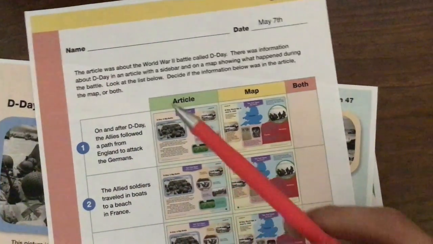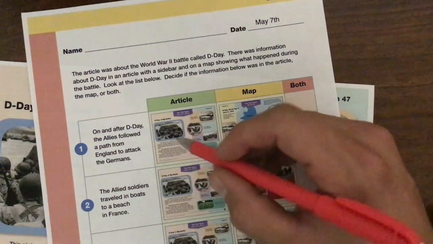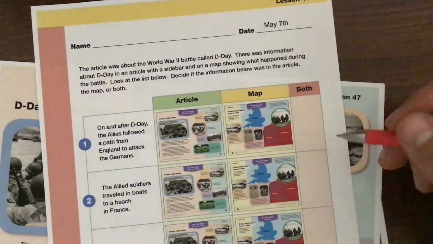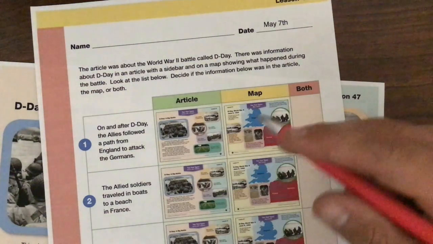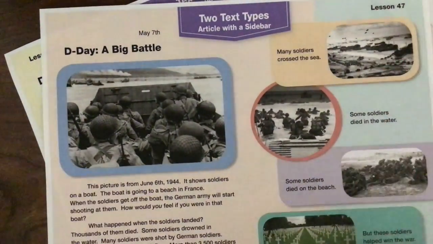And then we're going to answer these questions. Now, does it have the article, the map, or both? All I want is a check mark. If it has the article, check mark. Map, check mark. Both, check mark. If you put something other than a check mark, like you circled it, that's fine, as long as you know what you chose. Okay, so first, let's take a look at these two different text types.